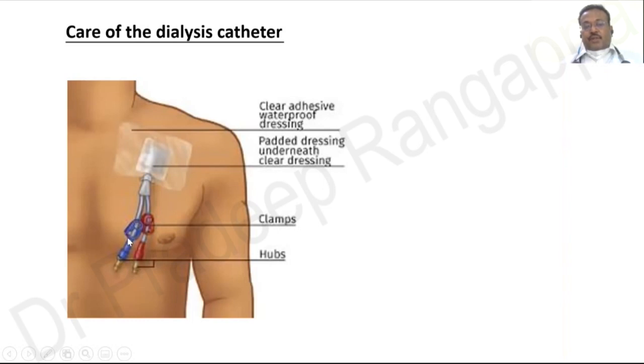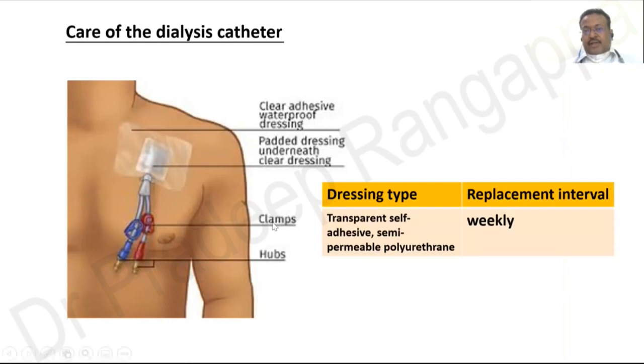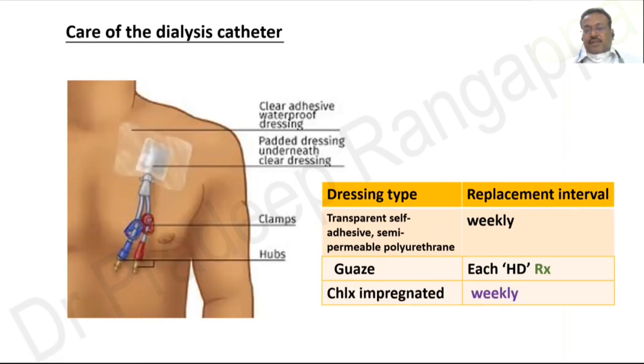After the catheter is put in, it is very important to ensure that the clamps are closed and the exit ports are closed with the hubs. It's very important that none of them are kept exposed, to minimize the risk of infection. With regard to dressing type, as you see, this transparent self-adhesive semi-permeable dressing has to be replaced every week. And the chlorhexidine gauze has to be used during each hemodialysis treatment. The chlorhexidine-impregnated gauze has to be changed weekly.